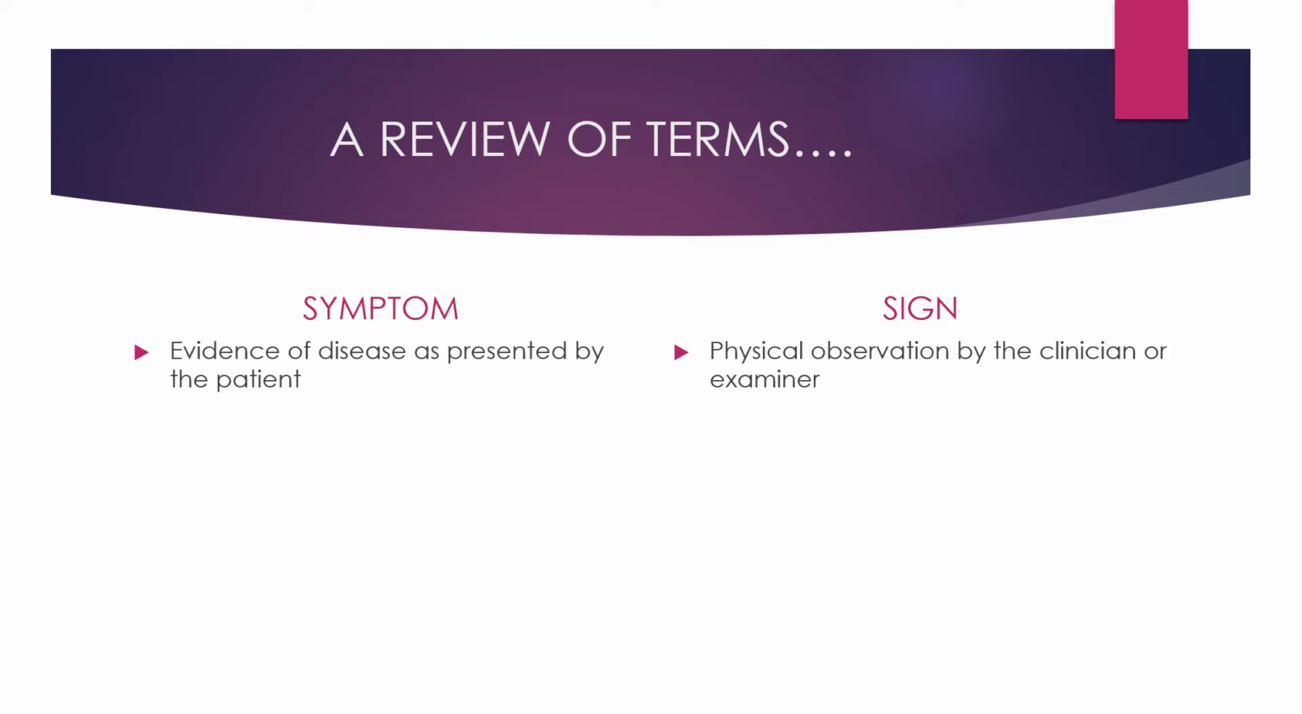A symptom is evidence of disease as presented by the patient. So it is what the patient tells you. A sign is a physical observation by the clinician or examiner. So this is something that you would see when you examine the patient.